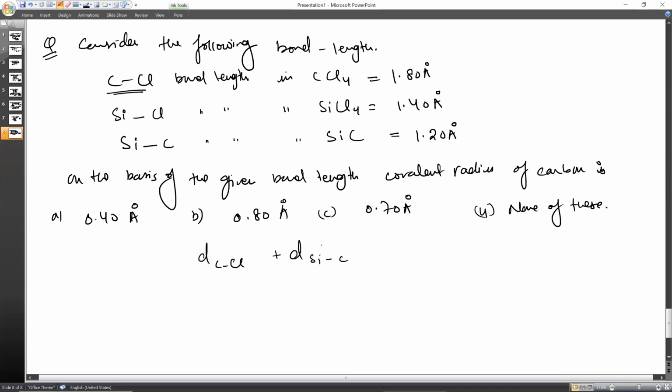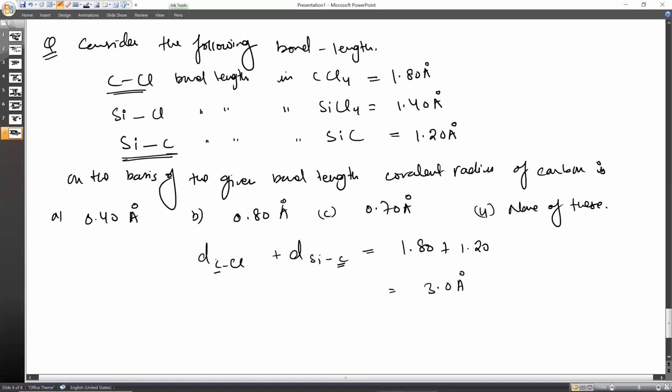Okay, so if I talk about the bond length of carbon and silicon, and the bond length of carbon and chlorine in this one, there are two different atoms only. Got it? Bond length of carbon and chlorine and silicon and carbon. This is carbon, this is carbon. That is how much? This is given to you: 1.80 plus 1.20. That will be equal to 3.0 angstrom.